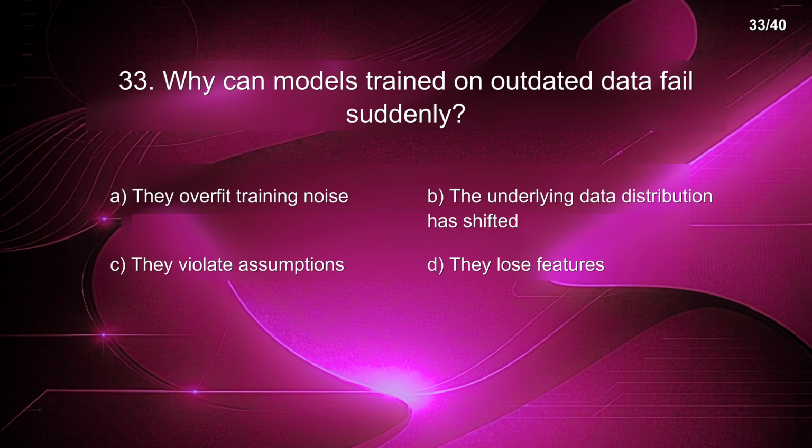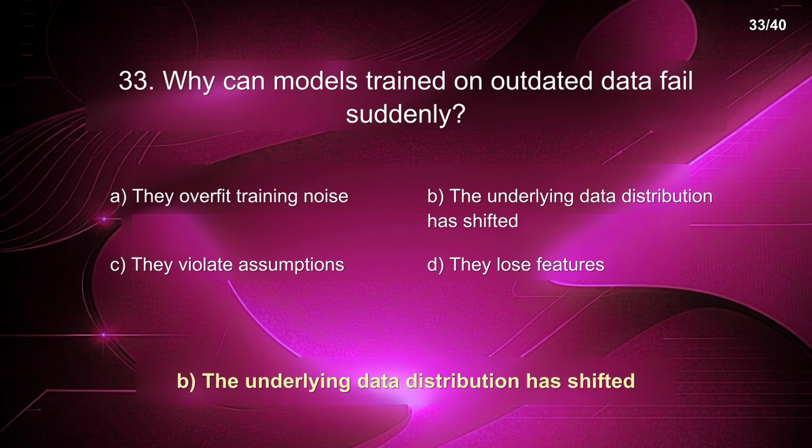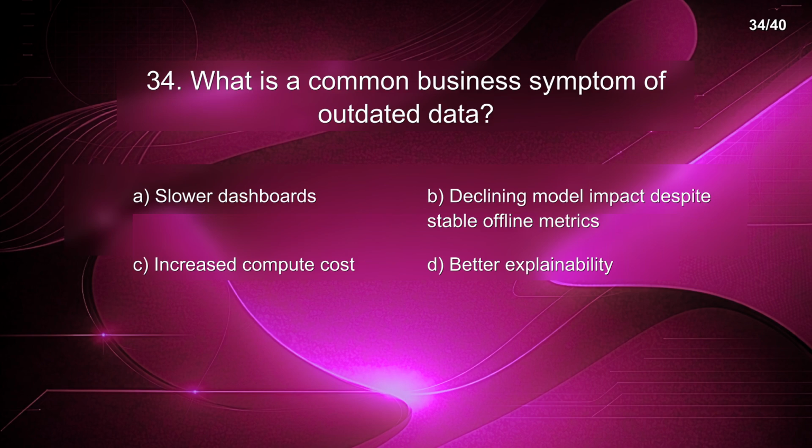Correct answer is B. The underlying data distribution has shifted. 34th question. What is a common business symptom of outdated data? A. Slower dashboards. B. Declining model impact despite stable offline metrics. C. Increased compute cost. D. Better explainability.